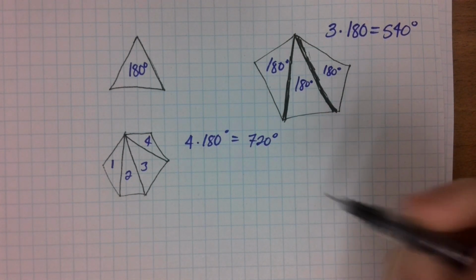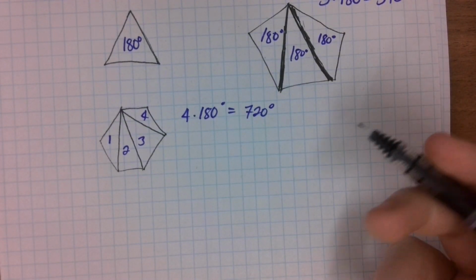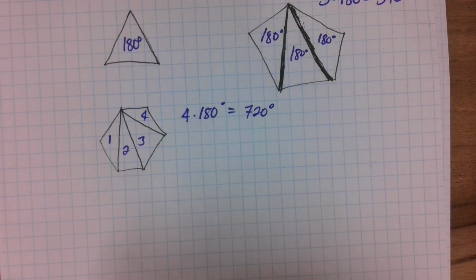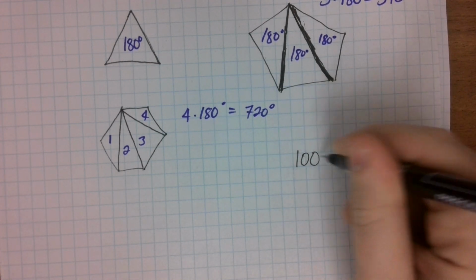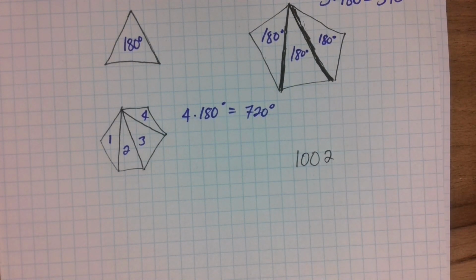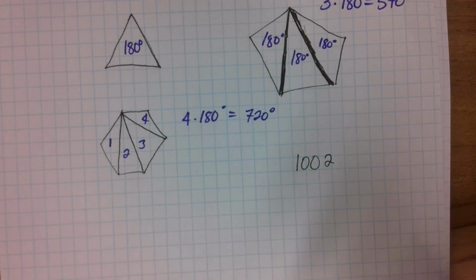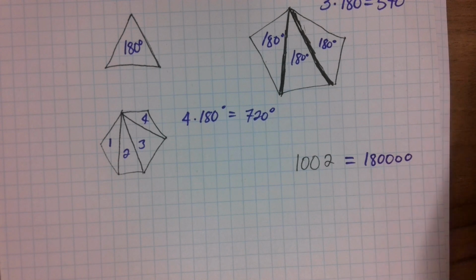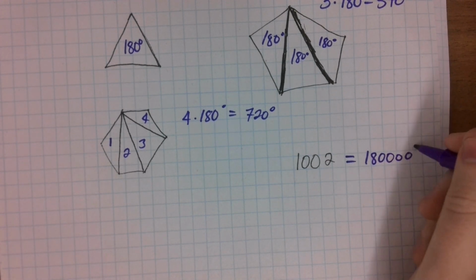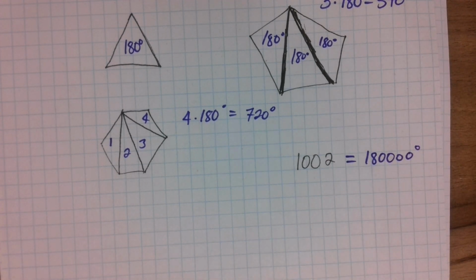Would this work if I did it with a shape with 8 sides, 12 sides, 500 sides, 1,000 sides? I can tell you this much. If I had a shape with 1,002 sides, I can tell you right away, without doing any math, that it's going to add up to 180,000 degrees, without doing anything here.